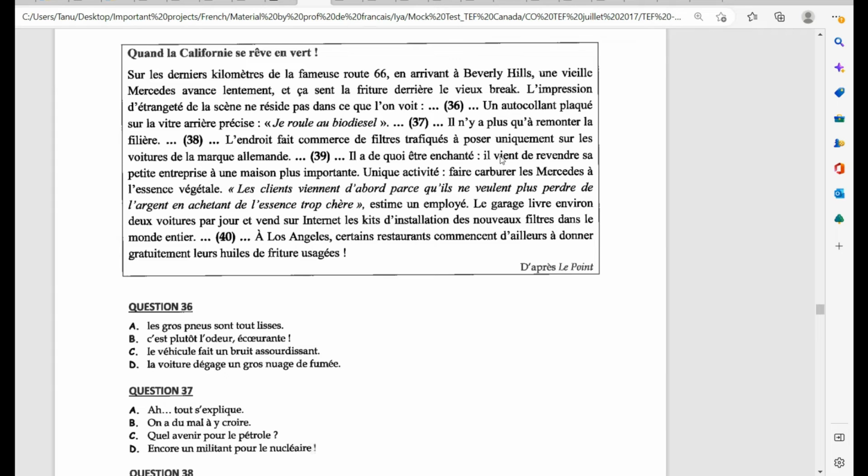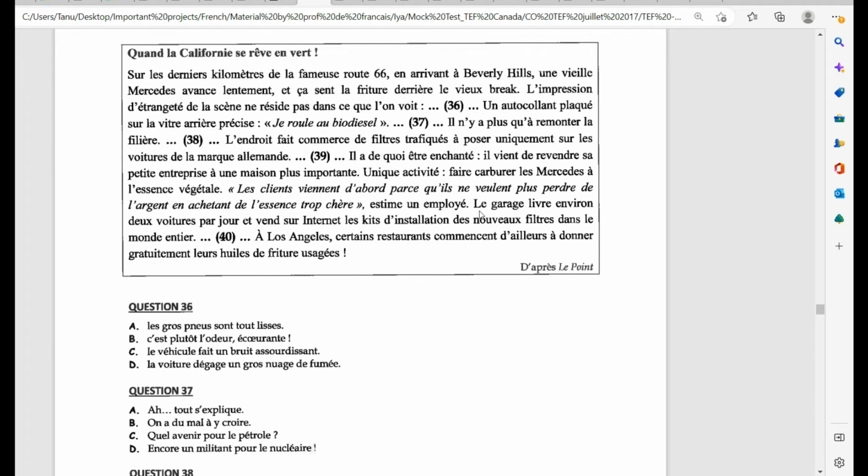Alright, so we have read that this person has sold his company, he is happy. This particular company provides vegetable oil for Mercedes. Les clients viennent d'abord parce qu'ils ne veulent plus perdre de l'argent en achetant de l'essence trop chère. So basically, the clients come because they don't want to spend too much money on the oil. They don't want to spend on very expensive oil. That's why they come, and this is something which is being quoted by an employee.